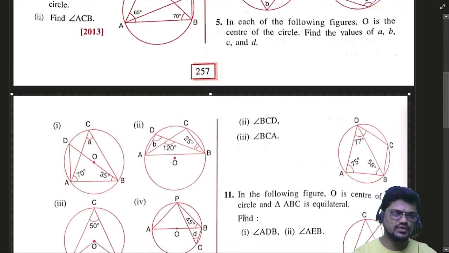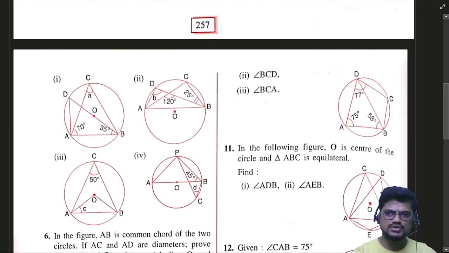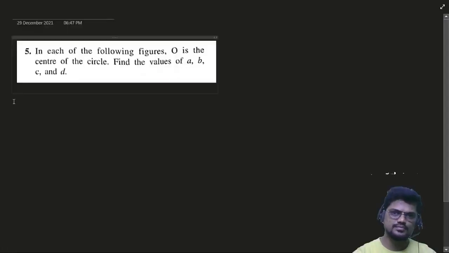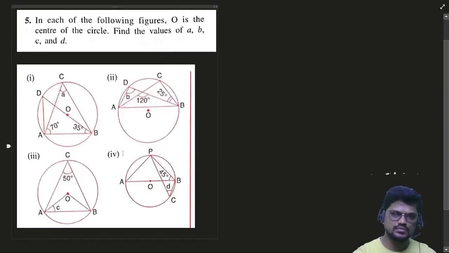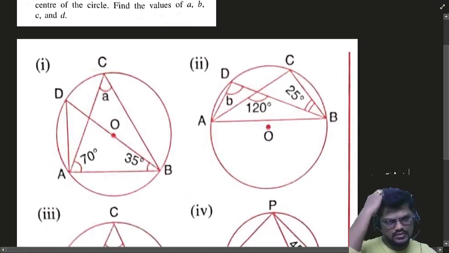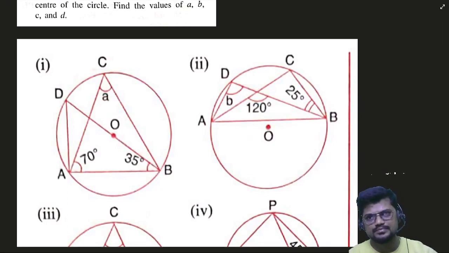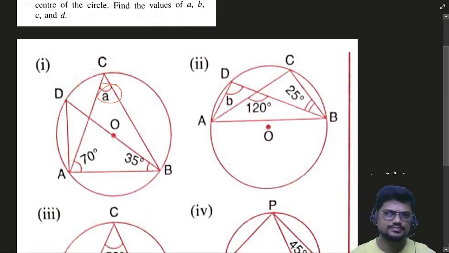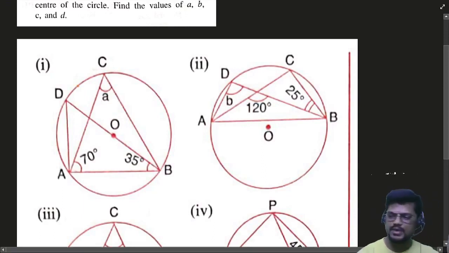Now these are the questions for question number 5. So as you can see, all of them, we'll try to find in all of them the values of A, B, C, and D. Okay? Can you solve what will be angle A? Please try and give me your answer. What will be angle A?